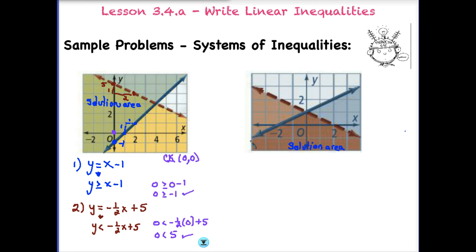Again, we have a blue line and a red line. So let's look at the blue line first. My y-intercept is here at 1. And here's another point here. So my slope is going to be down 1 and over 2. But my line slopes up, so it's a positive slope. Writing my equation, I'm going to get y equals 1/2 x plus 1. For my inequality sign, this line is shaded below, and it's a solid line. So I will need y is less than or equal to 1/2 x plus 1.